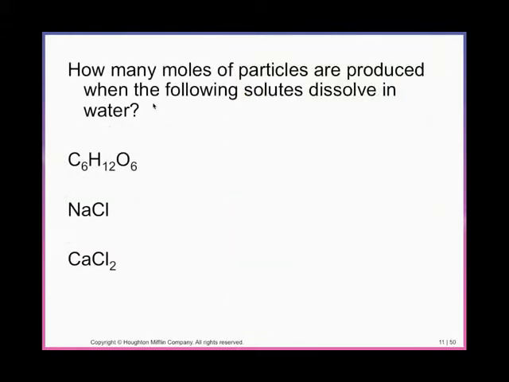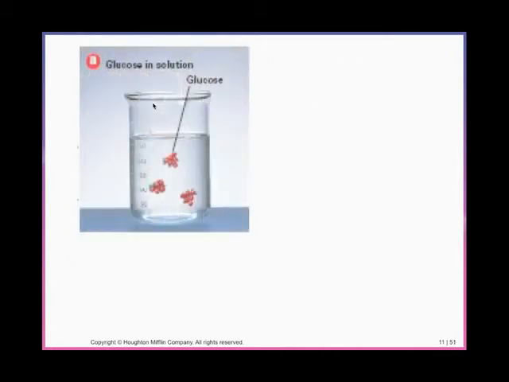Now, the first thing we have to be able to do is figure out how many moles of particles are produced, because this is going to give us that Van 't Hoff factor. So we have three different solutes that we're going to be checking out today. We have sugar, which is a non-electrolyte. We have sodium chloride and calcium chloride, which are both strong electrolytes. So let's check out the sugar.